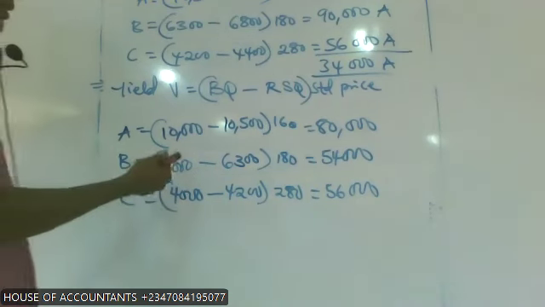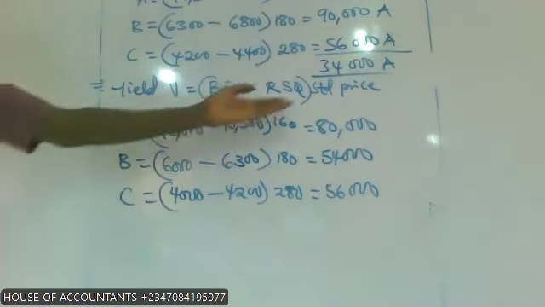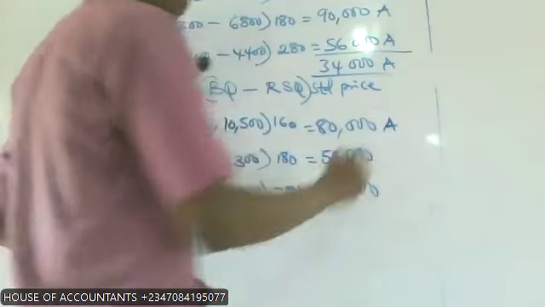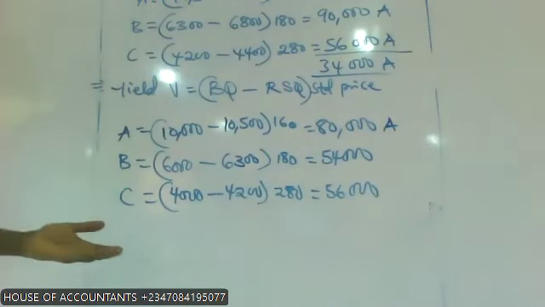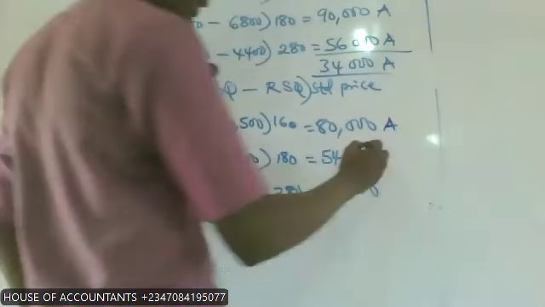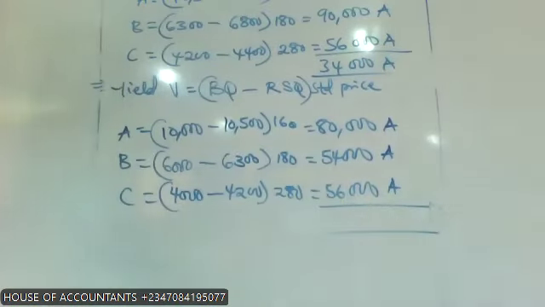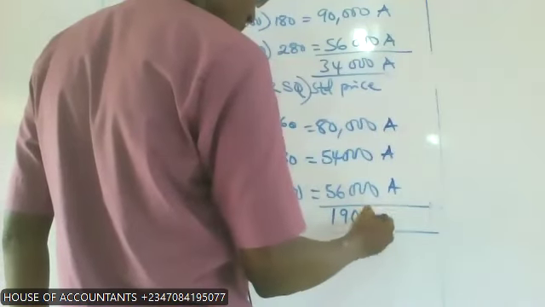So now let's look at it. Is it adverse or favorable? Adverse, because this one is higher than this. So this is adverse. All of them are adverse. Thank you very much. So when you add everything together, what do we get now? 190.